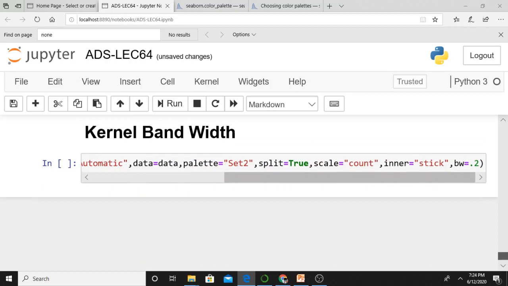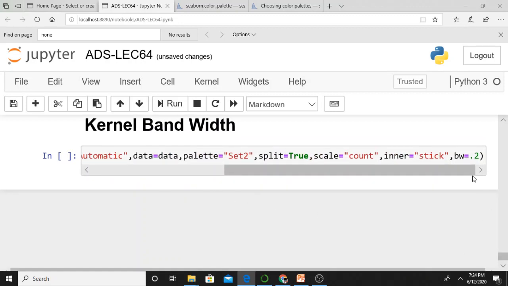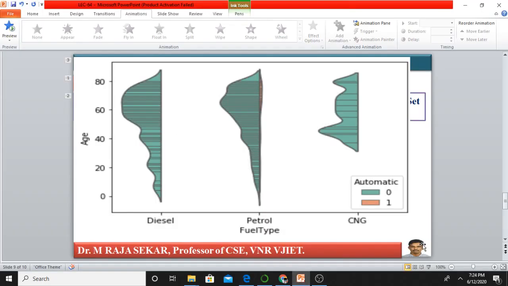Anyway, that is horizontal. Kernel bandwidth, that I also discussed. Different bandwidth values are possible. You can take numerical values also for bandwidth. Here I am taking BW equal to a small number. Just try to make different experiments and analyze the output so that you can understand. Just go through this lecture.